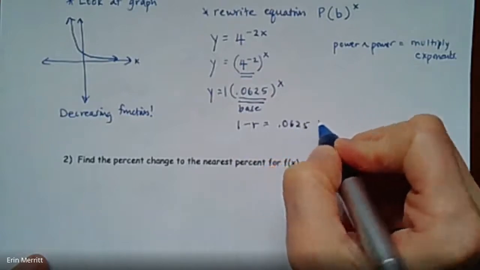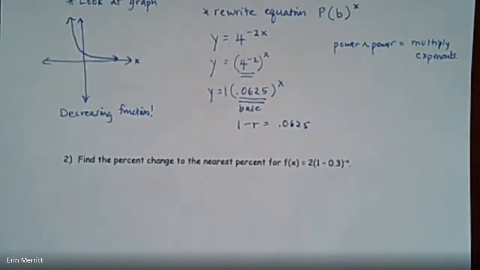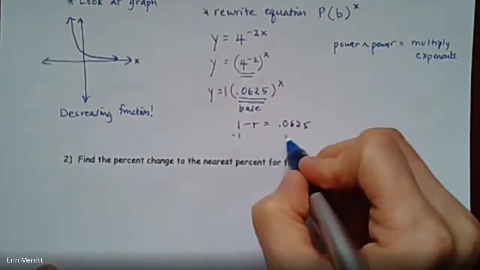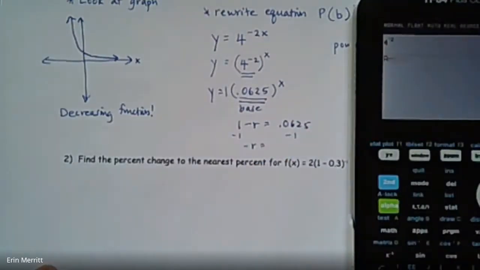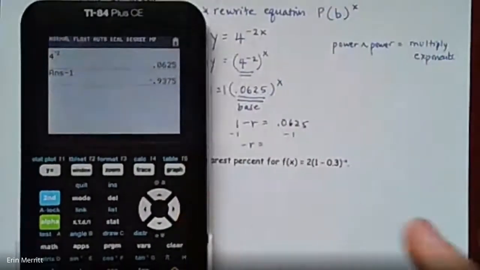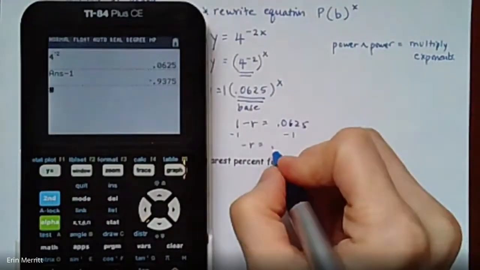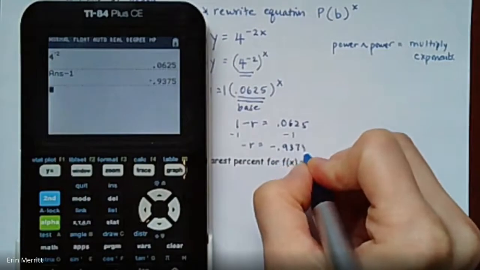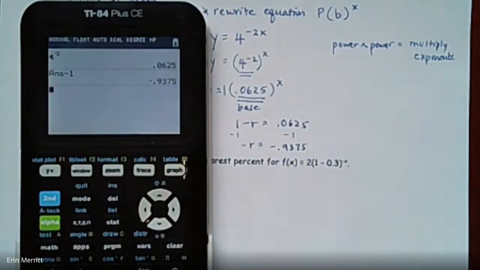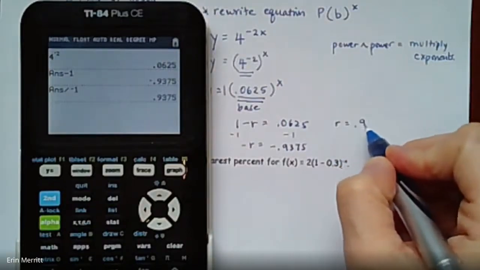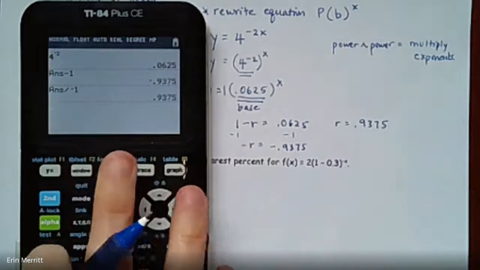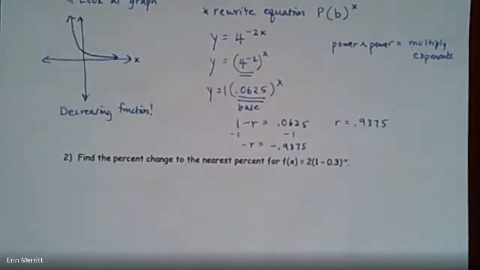And now I'm going to solve that for r. So subtract 1. On my calculator, subtract 1 from this. That's going to leave me with negative 0.9375. And then I'm just going to divide by negative 1, which we know is just going to flip the sign. So the r value comes out 0.9375 right there.